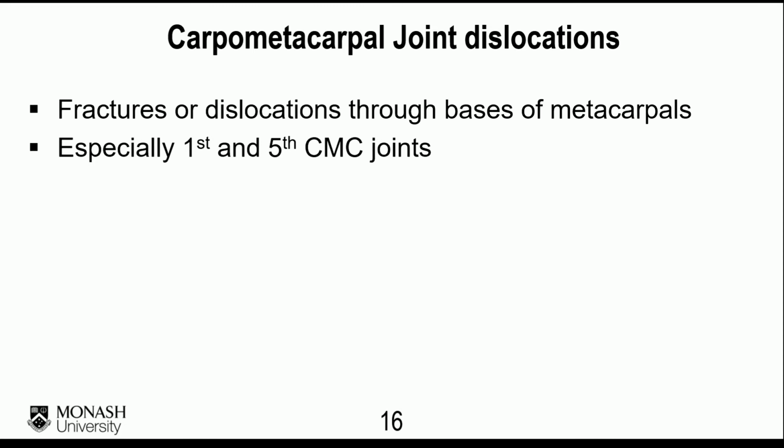Carpometacarpal joint dislocations are often associated with fractures through the bases of the metacarpals, and especially the first and the fifth carpometacarpal joints must be scrutinized very carefully to exclude any dislocations.